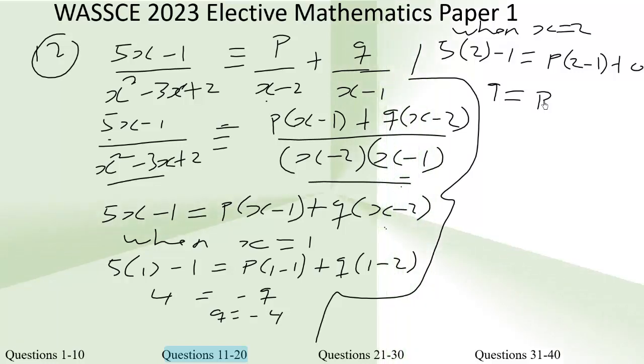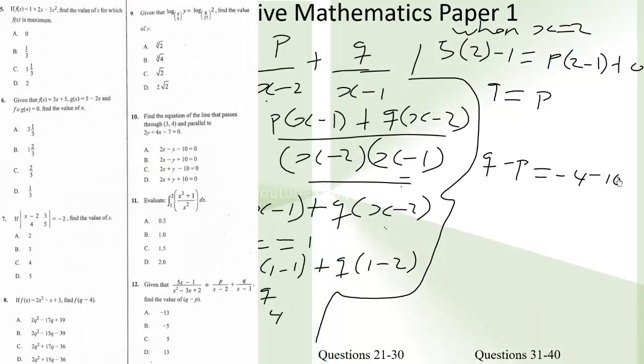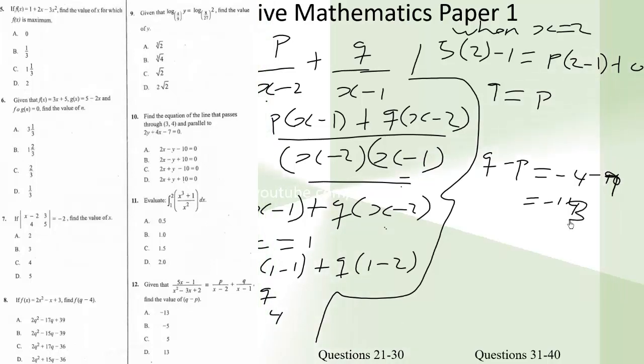So q minus p will be equal to negative 4 minus 9, and that will give us negative 13. So the correct answer is supposed to be A.